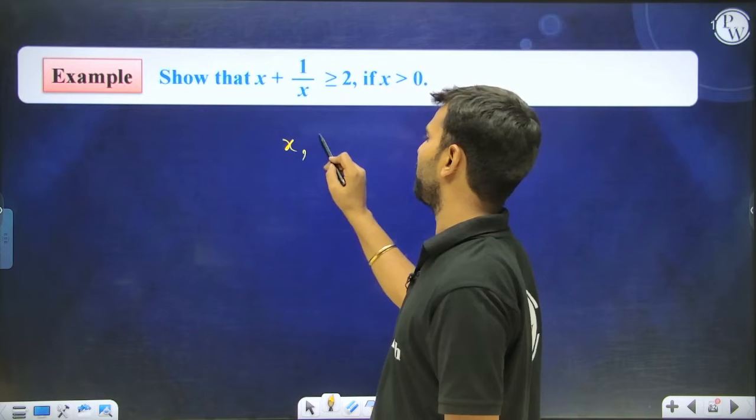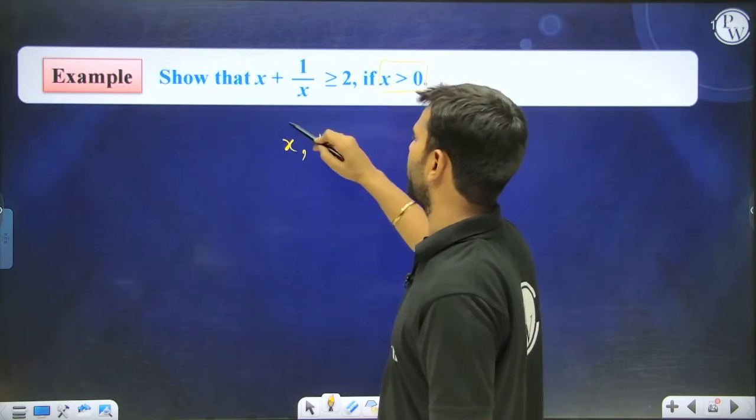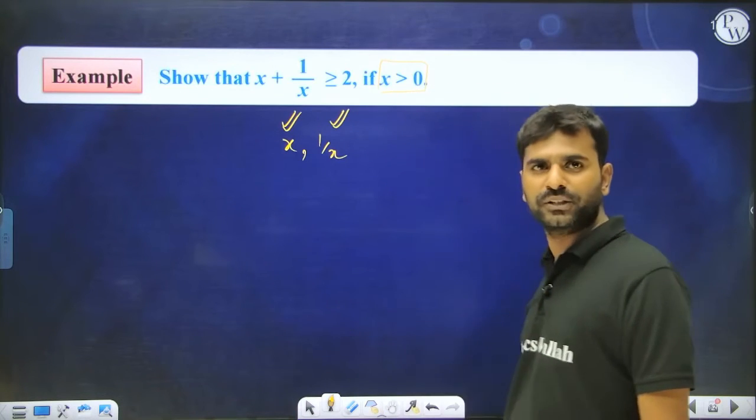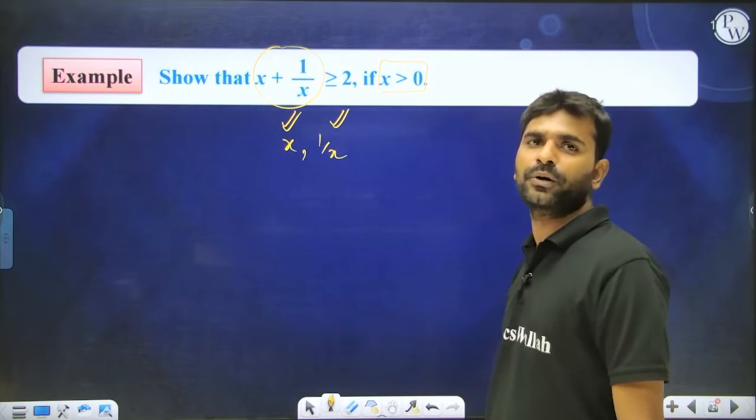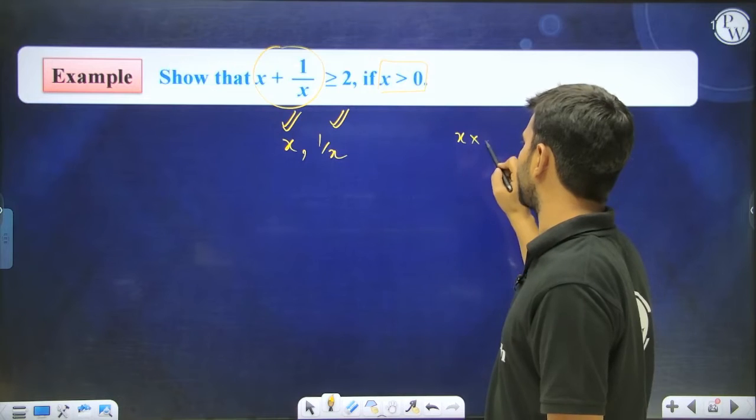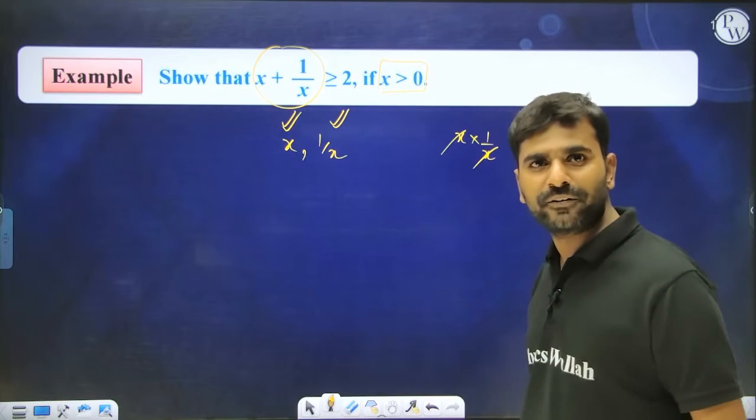So x and 1 by x, since x is greater than 0 as given to me, the two terms are positive. Yes, positive terms, and the minimum value of this expression is asked. Yes, okay, and the product of the terms, if you see x times 1 by x, it is coming independent of x, that's why it is good.